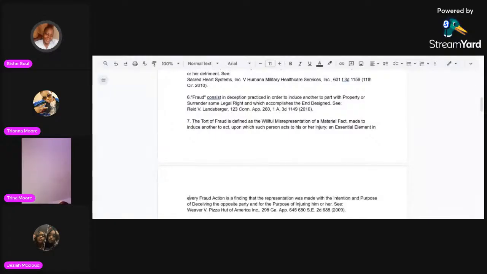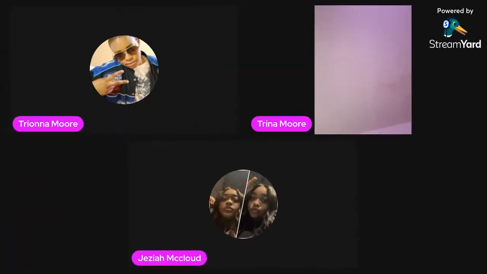So fraud consists in any type of deception practiced in order to induce another to part with property or surrender some actual legal right, which actually accomplishes the end that is designated, right? And that's another example of what I just said. Same thing, the prospectuses. They'll tell you to come in, hey, come on.